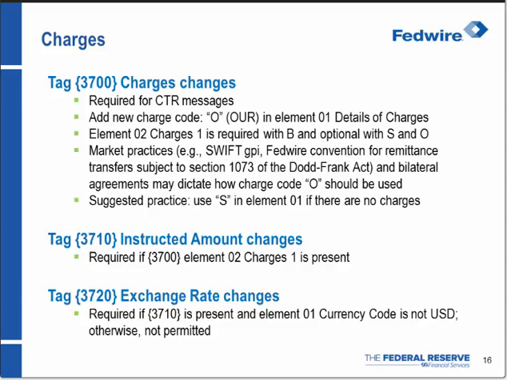Currently, we have a market practice related to the SWIFT GPI service as well as Dodd-Frank. But really, you shouldn't be using the our charge code unless you are doing it in accordance with the market practice. And then finally for this tag, we noted that because we're now making this tag mandatory, you will have to put something in element 01, which is the detail of charges field. So you're going to have to put a B, S, or an O in that field.